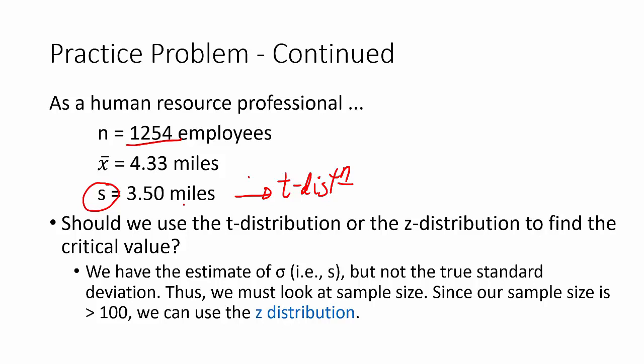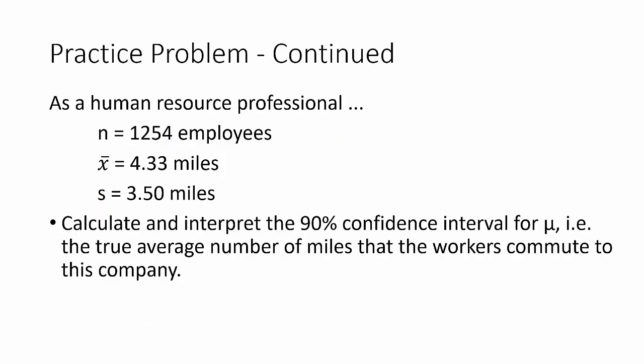Because our sample size is quite large, n is clearly significantly greater than 100, we don't have to use the t distribution, we can use the z distribution. So we'll calculate and interpret the 90% confidence interval for mu. In other words, we're calculating a range of values, some low number and some high number, inside which we're pretty darn sure, 90% sure, that the true average number of miles that people commute to work is inside that range.